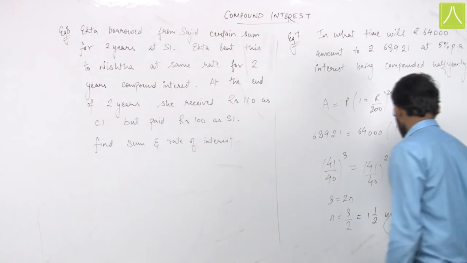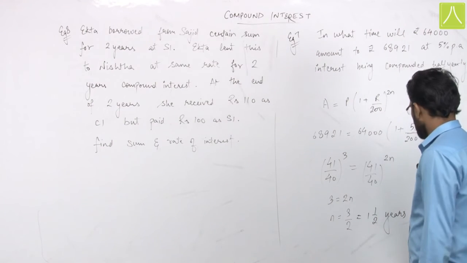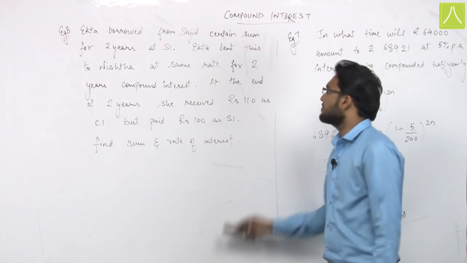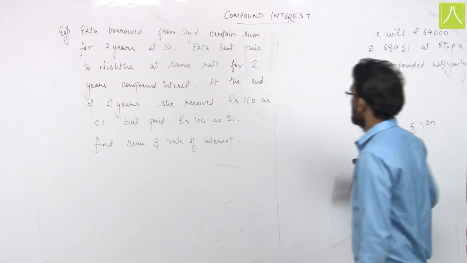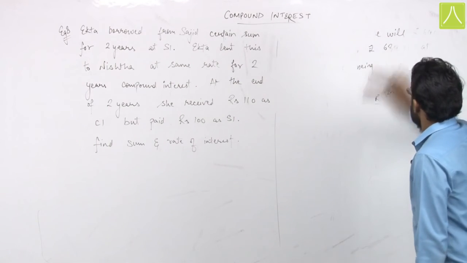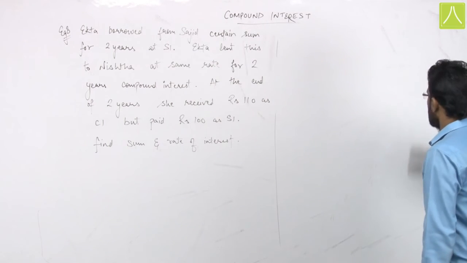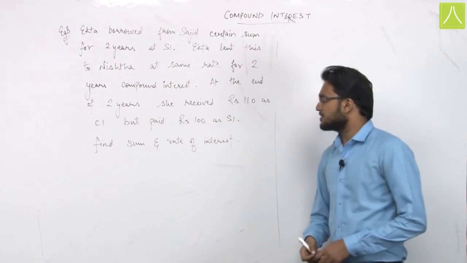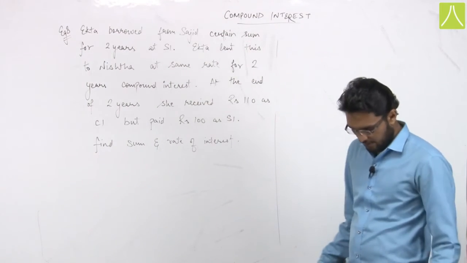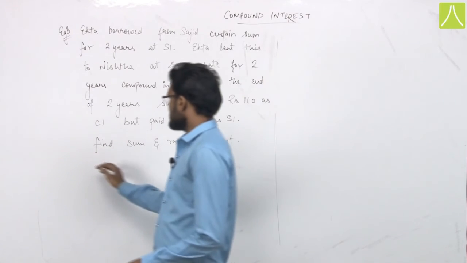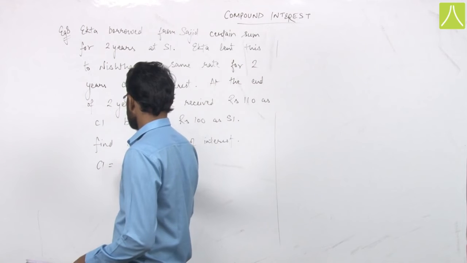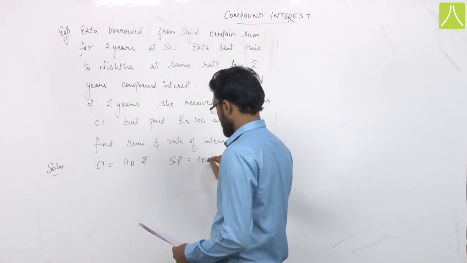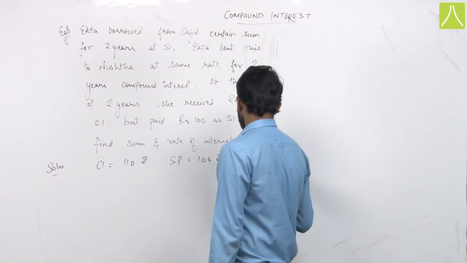Now in this question, Ekta borrowed the sum from Sajid for 2 years at simple interest, and she lent the same amount to Nishtha at the same rate for 2 years at compound interest. Nishtha gave interest of rupees 110, and the simple interest she paid to Sajid is rupees 100. We have to calculate the sum and the rate of interest. So basically the compound interest over here is 110 rupees and the simple interest is rupees 100. Time is equal to 2 years.